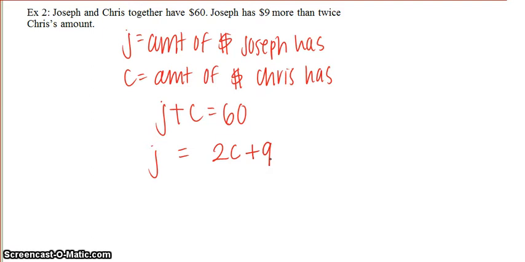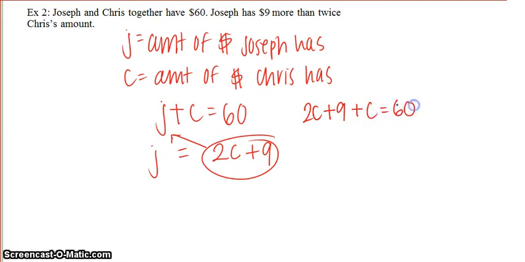Look at this. The way I set it up, it looks perfect for substitution. So that's what I'm going to do. I'm going to substitute J for 2C plus 9. So instead of J, I'm going to write 2C plus 9. And now I have to write plus C, because that's still there, equals 60. So I get 3C plus 9 equals 60.